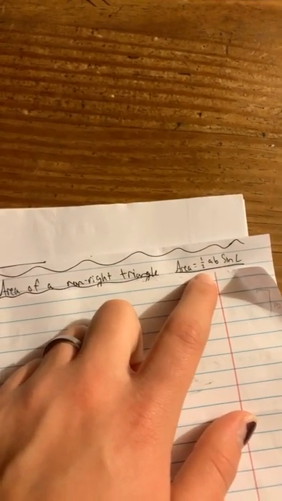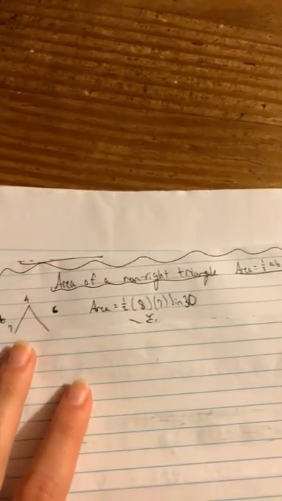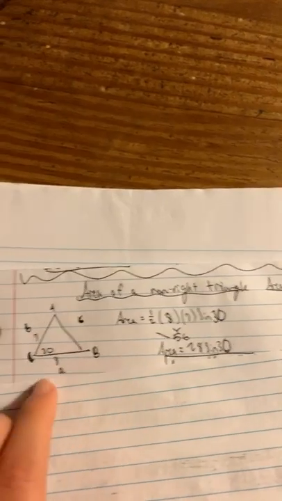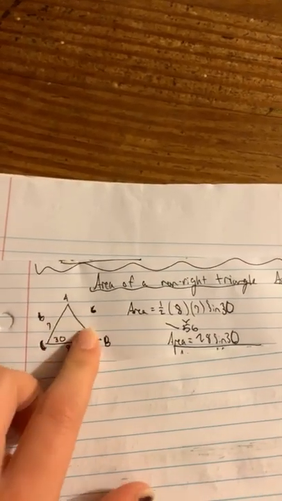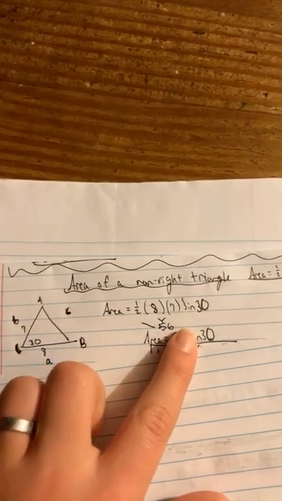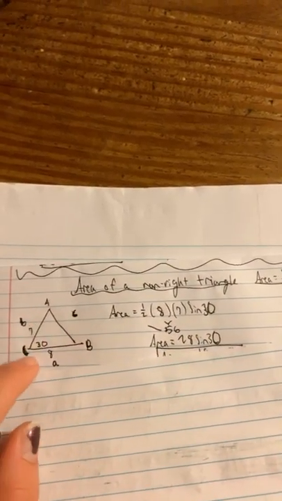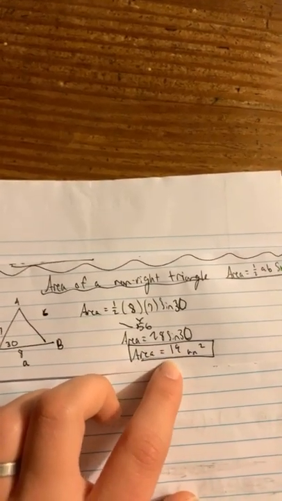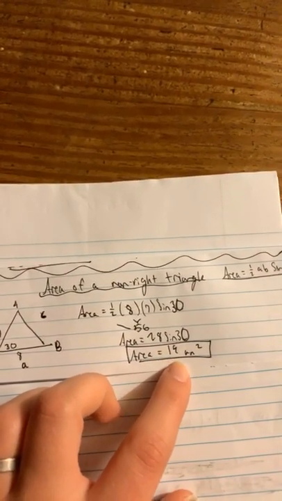And for the area of a non-right triangle, we start by using this equation. Area equals 1 over 2 ab sine C. We input our numbers again. We're trying to find the area of this triangle, and we input 8 and 7 and 30 because this is an SAS triangle. We multiply them together, and we get area equals 19 units squared.